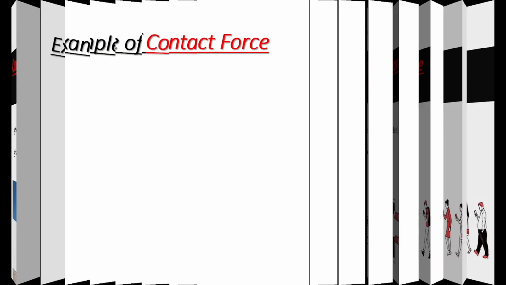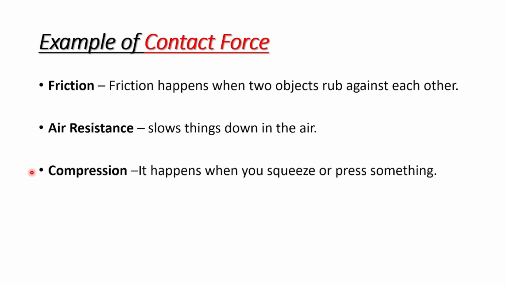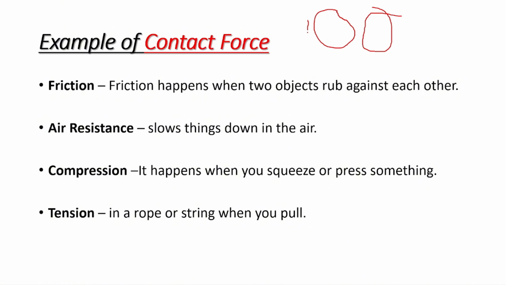So here are examples of contact forces. Friction is an example of a contact force. Air resistance, compression, and tension are all examples of contact force. Friction happens when two objects rub against each other. So here are two objects, one is being pushed, one is being pulled. They're rubbing against each other, and scientifically we call it friction.